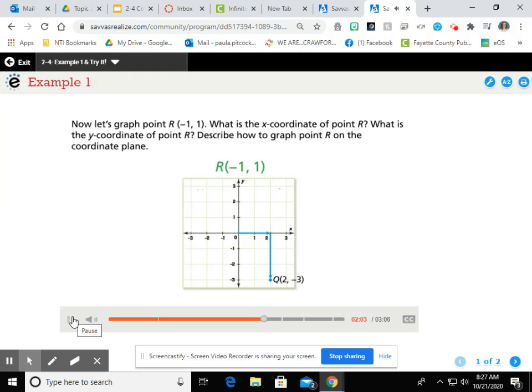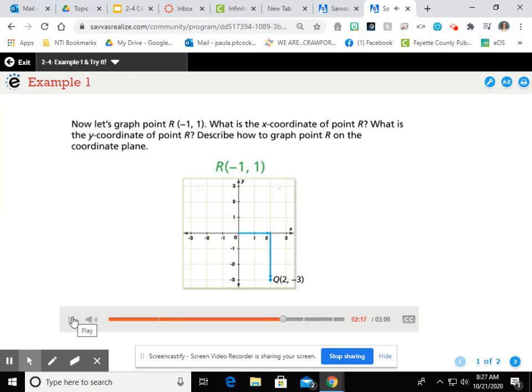Now let's graph point R, -1, 1. What is the x-coordinate of point R? What is the y-coordinate of point R? Describe how to graph point R on the coordinate plane.